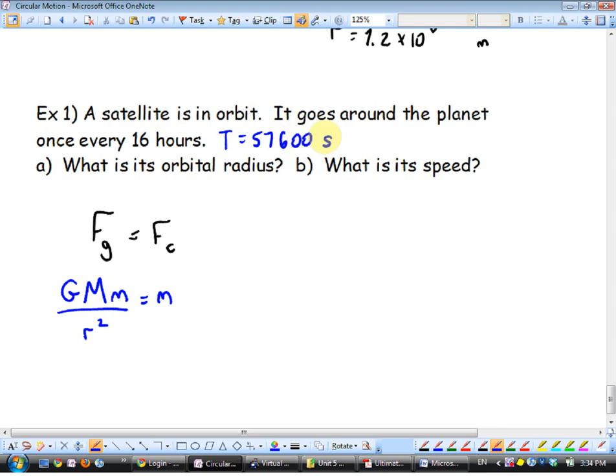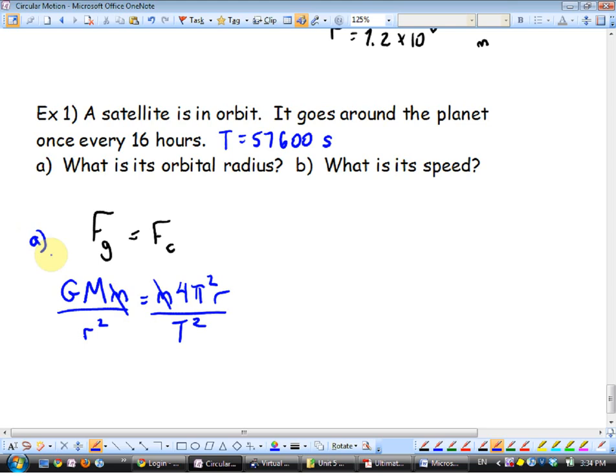So I'm going to use the 4 pi squared r over t squared. Now, the nice thing is, what do you notice about the little masses? Because I didn't tell you how heavy the satellite was. What are they asking me to find in part A?